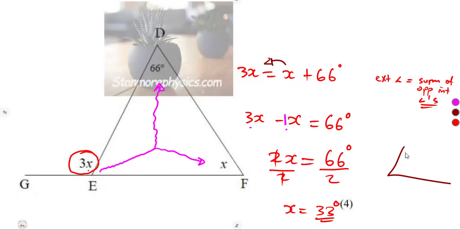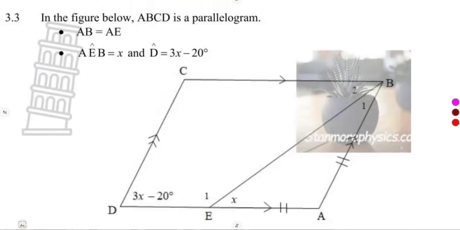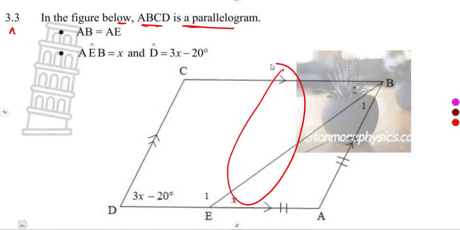Know the properties of what? Your triangle, guys. If there is an exterior angle, it is equal to the sum of the two opposite interior. If I add these two opposite, it must give us the exterior angle. On 3.3, we are given in the figure below, A, B, C, D is a what? A parallelogram. They told you that. Remember your properties of a parallelogram. Opposite sides are parallel and equal.